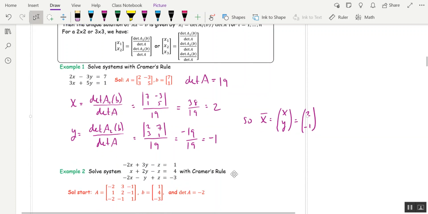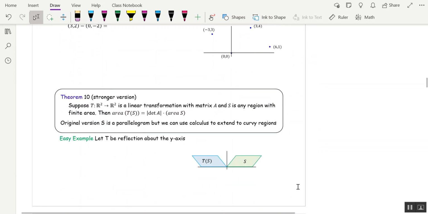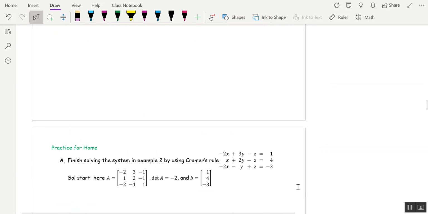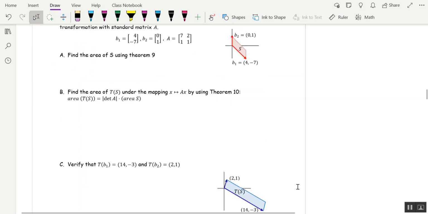Okay, here's a 3 by 3. The answer is going to be x, y, z equals. I'm only going to do the x, and for homework, you're going to do the y and the z. So at the end of these lecture notes, there's 2 practice problems. The first one is to finish solving the system. So I'm going to start you off, and then you're going to finish.